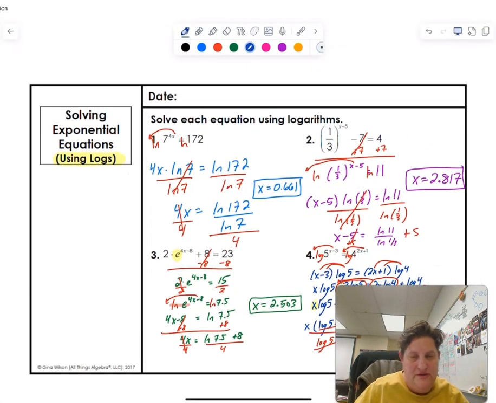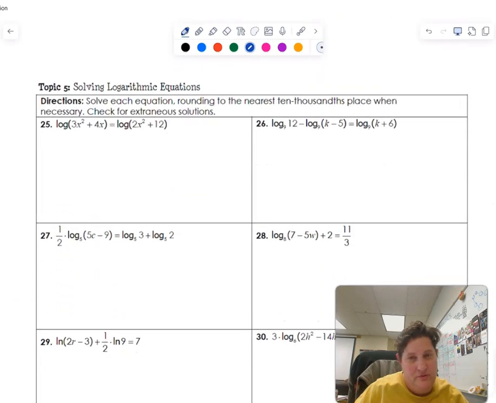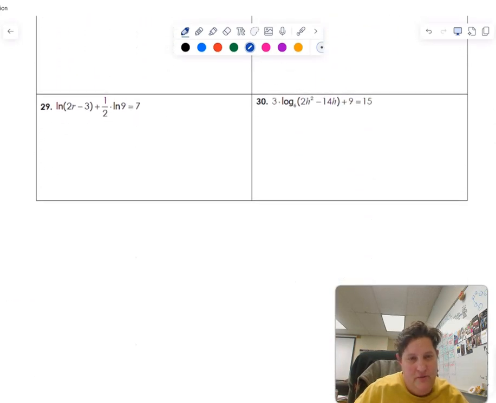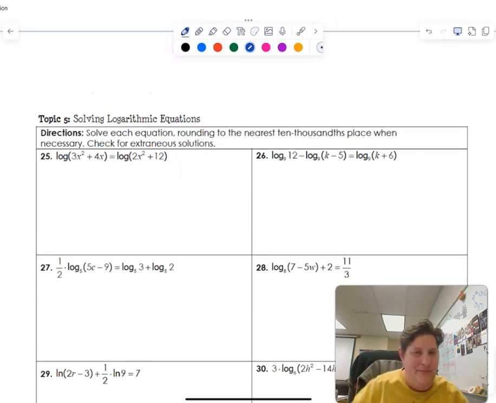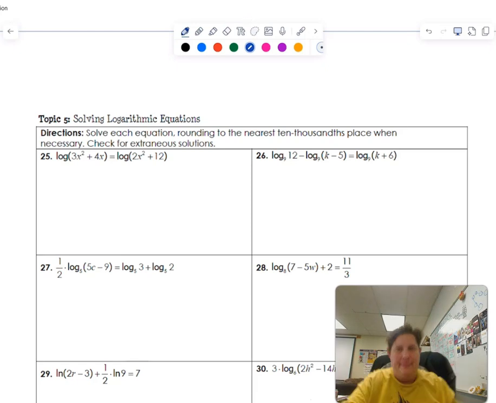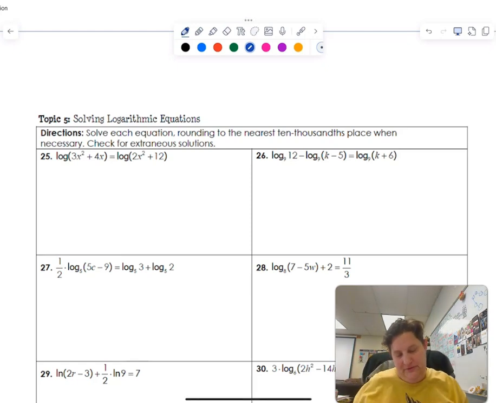Okay? So the rest of the worksheet, we just have more practice of those same two types. Okay? We got some log equations here, and then we got some exponentials here. So we're just doing basically more of the same. All right, here we go, part 2.